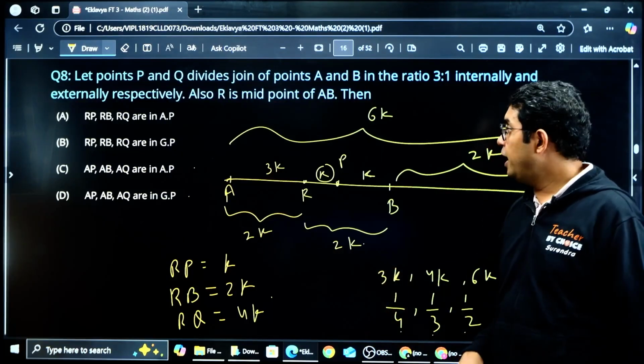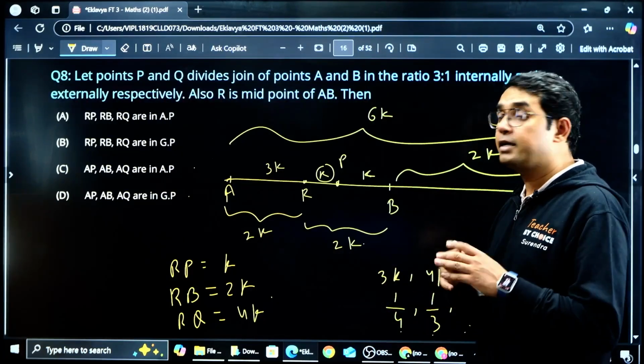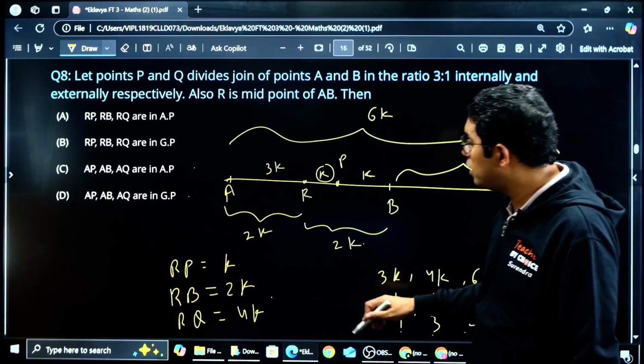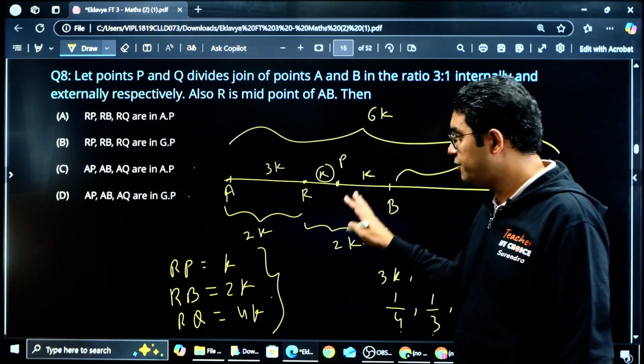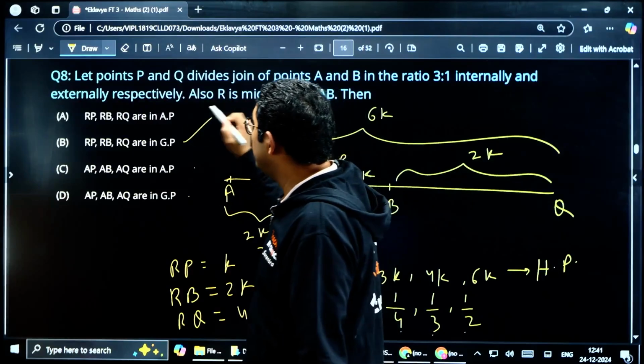Okay, that's a property, and that can be done with the help of some properties of circles also, but I will not talk about it here. For this kind of ratios, I think we have proved that it is the GP. So answer is B.